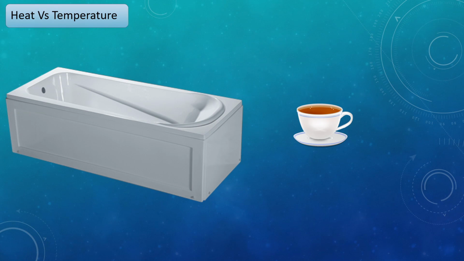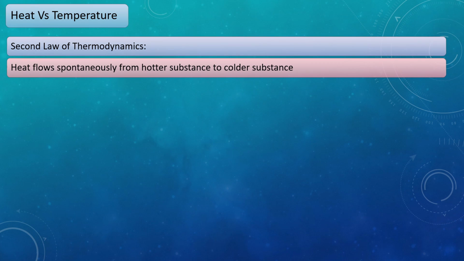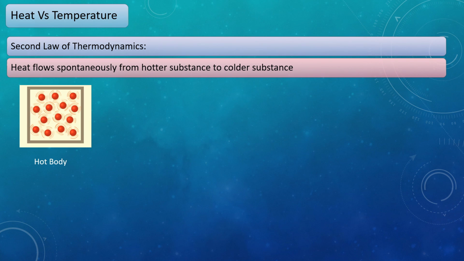Let's take a tub of water and a cup of water for our understanding. Let's say both of them are filled with water having the same temperature. But you see that the water in the tub has a higher heat energy or thermal energy. That is because it has more molecules, and hence it has the ability to give more heat to its surroundings than the cup of water at the same temperature. The second law of thermodynamics states that heat will always flow spontaneously from hotter substances to colder substances.